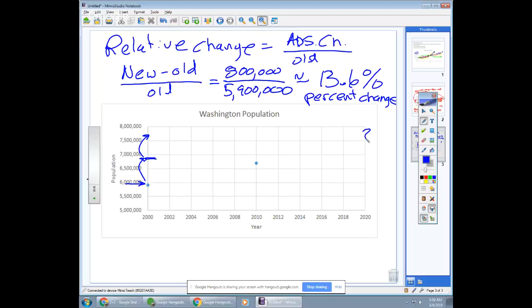Other way to think about that is in terms of what's called the growth multiplier, which we looked at before. To change from a percent to the multiplier, you just add 100% to it. So the growth multiplier here would be 113.6%, or as a decimal, 1.136 about.